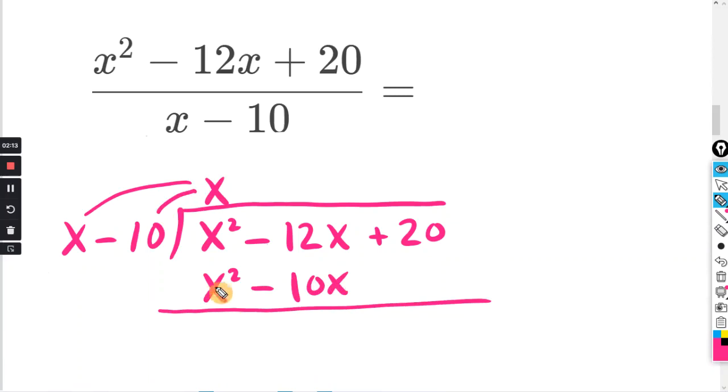Okay, and then we're going to subtract this whole thing. So you want to use parentheses when you subtract. Okay, x squared minus x squared, that's just 0, that's gone. Negative 12x minus negative 10x. Remember, two negatives make it positive. So negative 12x plus 10x is going to be a negative 2x. And then you bring down the next term, which is positive 20.